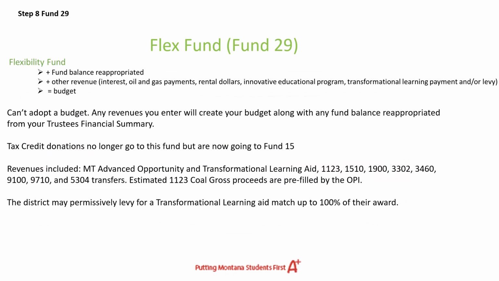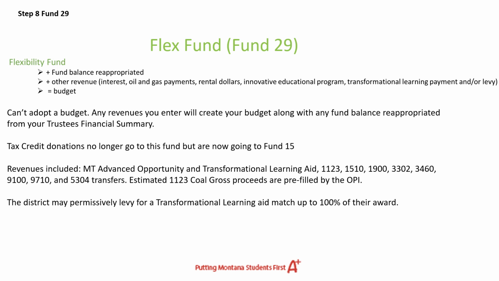The next fund would be Fund 29, the Flexibility Fund. The Flexibility Fund is your fund balance reappropriated plus other revenues, interest, oil and gas payments, rental dollars, innovative educational program, transformational learning payment, and or levy amount. That gives you your budget.